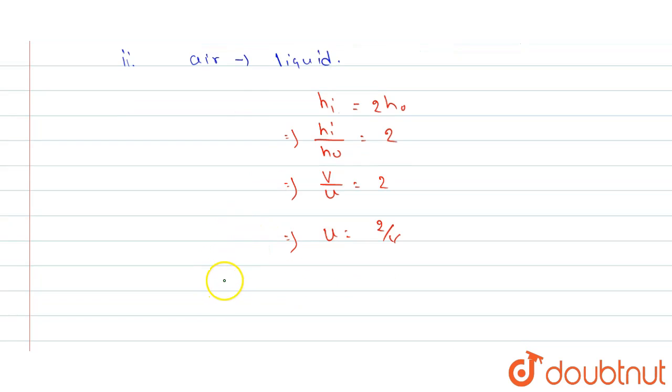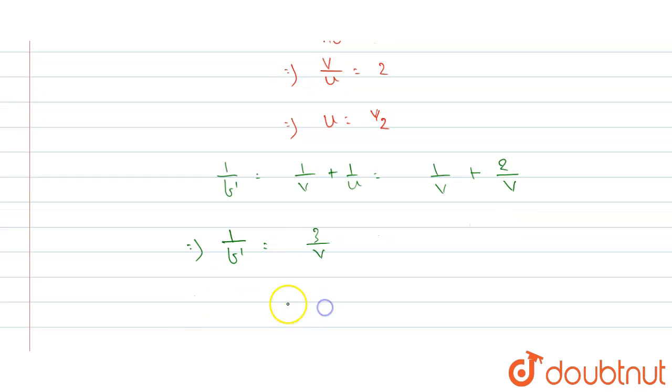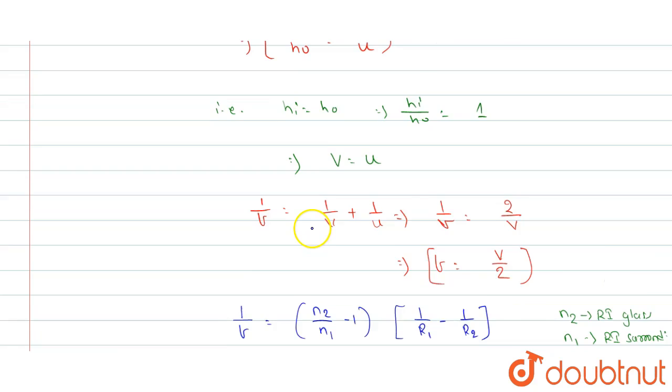Now in this case, the focal length will be, according to the lens maker's formula, 1 by F dash is equal to 1 divided by V plus 1 divided by U. Here U is equal to V divided by 2, so putting this in, we get 2 divided by V. That implies 1 divided by F dash is equal to 3 divided by V. That implies F dash is equal to V divided by 3.